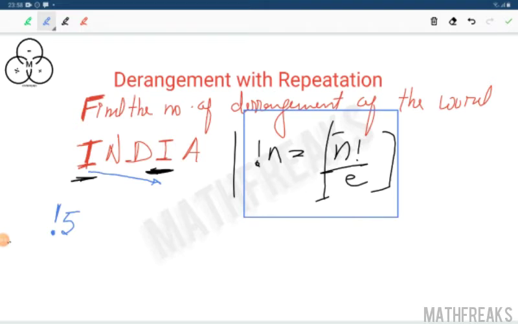This I is going here. This will be an invalid case. We'll subtract it: 4 subfactorial. Now this other I can go here, and the remaining can be deranged. We'll subtract it: 4 subfactorial.